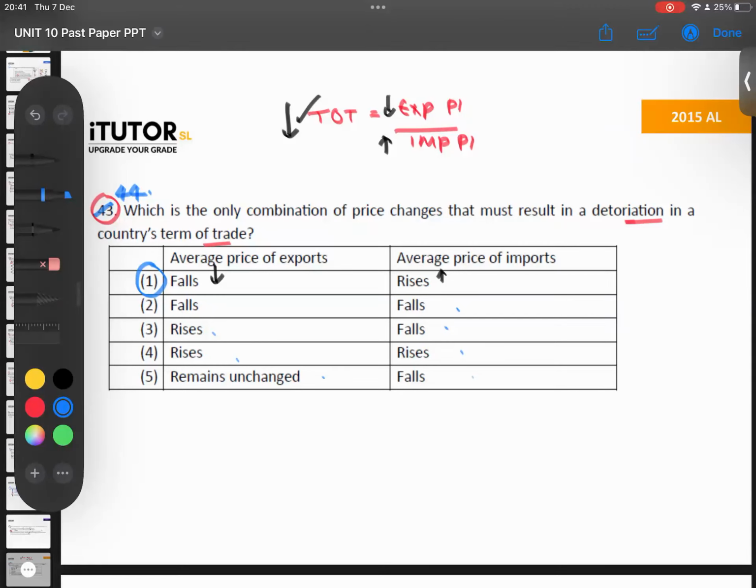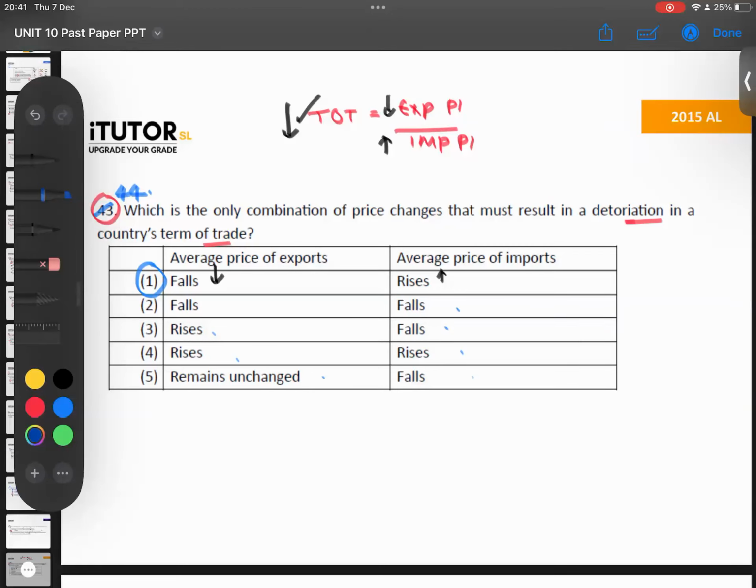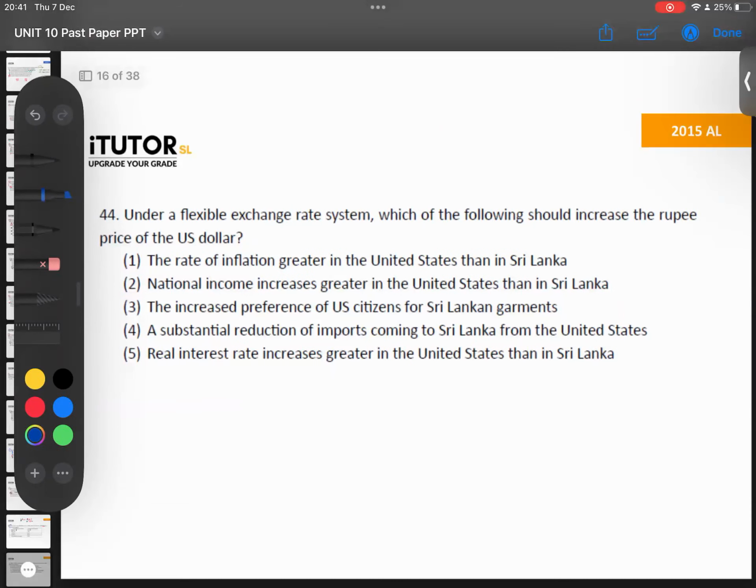Yes, you can put some numbers and see, but I think you don't have to use numbers, right? You can use your basic common sense here. If the numerator falls and the denominator increases, TOT will come down. Maybe if your approach is to put some numbers and see, you have to be careful when you're putting numbers. Okay? Number 4. Then Lamai, see, deterioration means decrease.